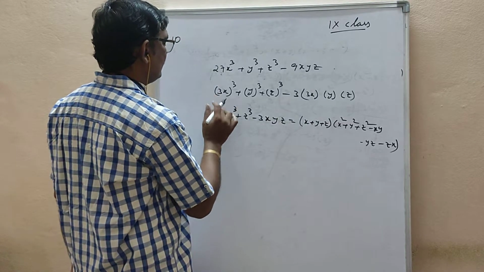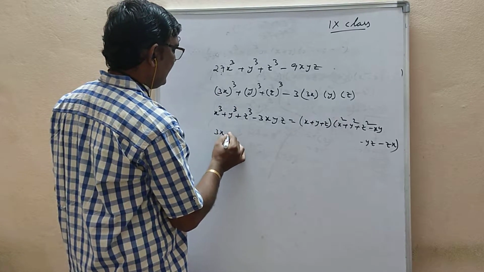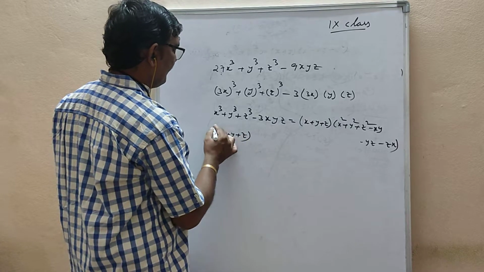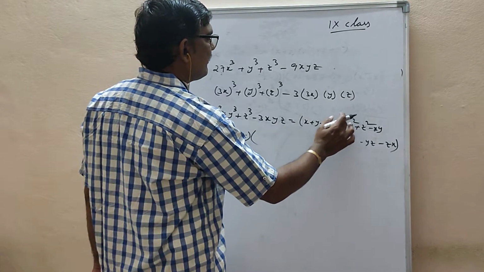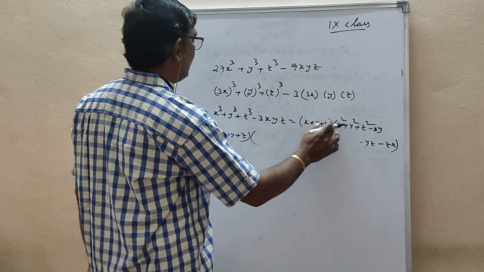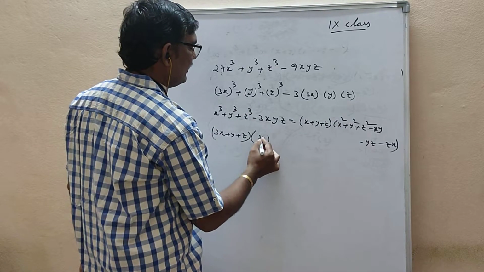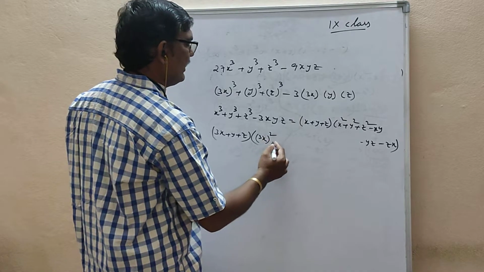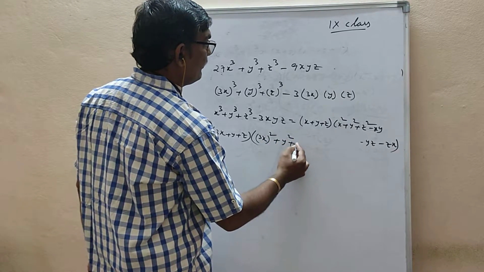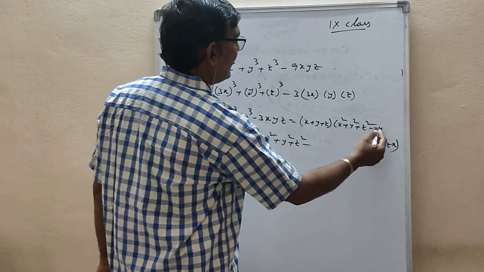In place of x you have 3x. So I should write 3x plus y plus z into x square. I said to write in place of x, 3x. So 3x square should not be written, for 3x entire square will be there, plus y square plus z square minus xy is there.